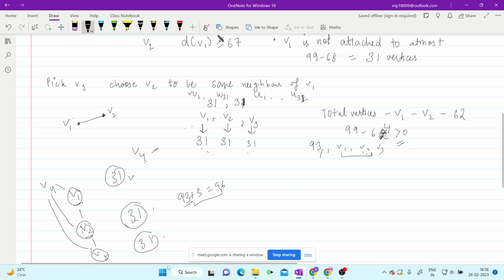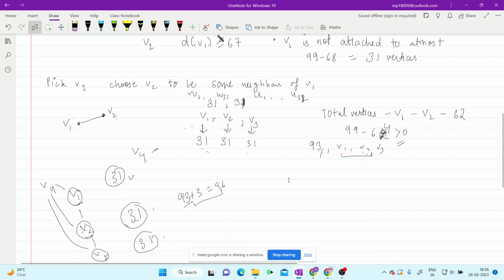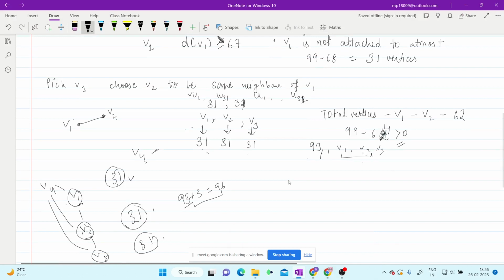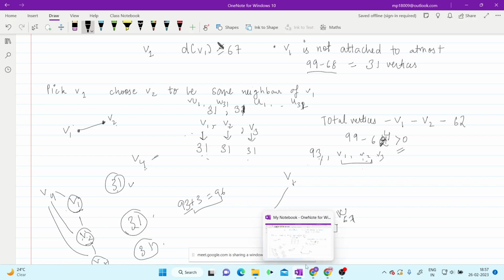Ma'am, I have asked about that initial subtraction, ma'am. V1 is not attached to at most 31 vertices. Why are you subtracting that 68, ma'am? Because see, degree of V1 is greater than or equal to 67. So V1 is attached to at least 67 vertices. We know that at least 67 vertices are there through which V1 is attached. So the maximum number of vertices through which V1 is not attached are the vertices other than these vertices. So these are 67 and this is 1. Okay, ma'am. Clear, ma'am.